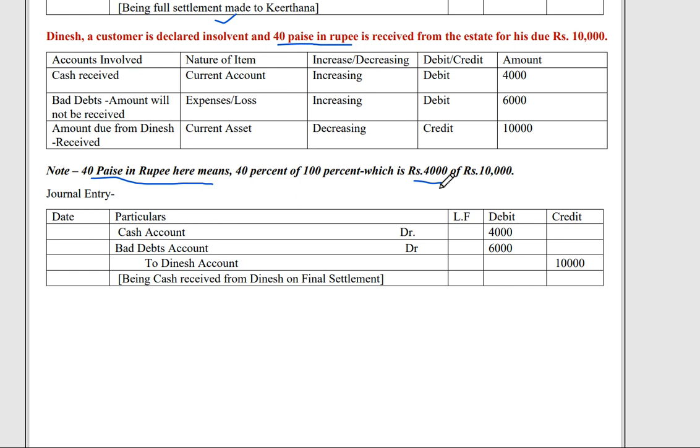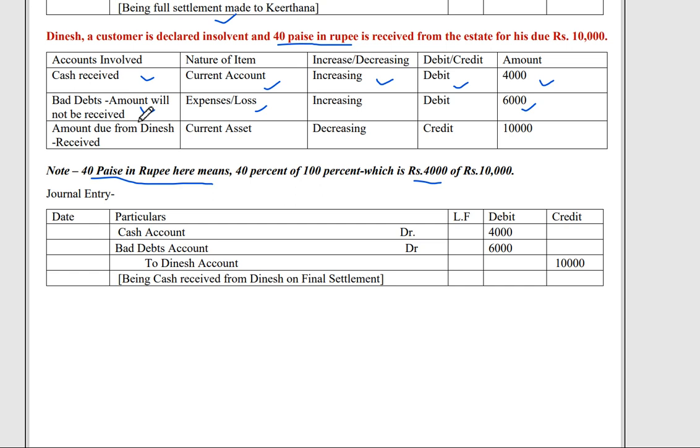It becomes a bad debt. It may be received in future, we don't know, but as of today the possibility of receiving that 6,000 rupees is low, hence we are putting that 6,000 rupees into bad debts. Bad debt is a kind of loss to the business. Cash received is an asset. When cash is received, it is increasing in the business, so obviously we are debiting that amount. Only 4,000 rupees is debited in the account, but the 6,000 rupees is not received because he is declared insolvent.